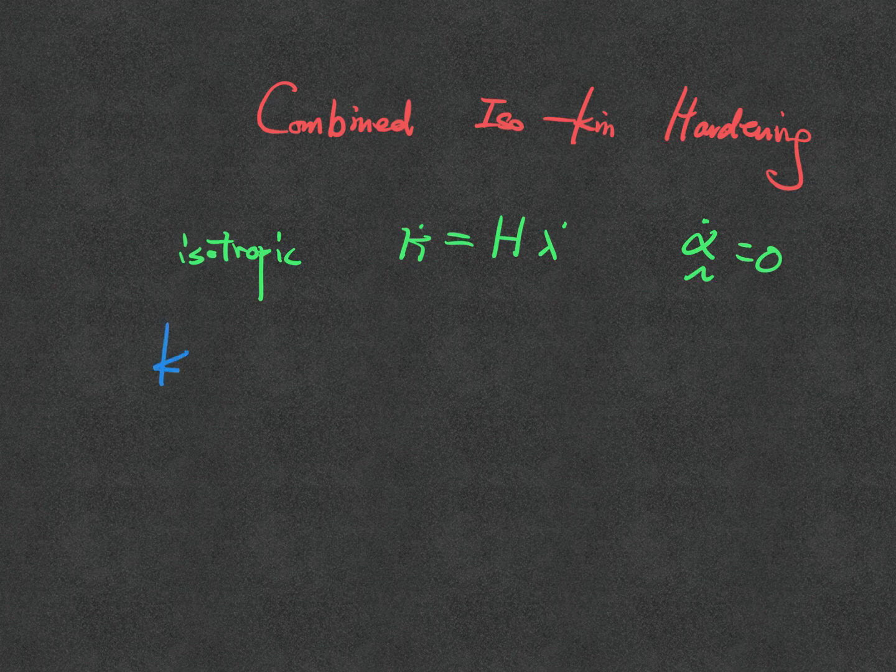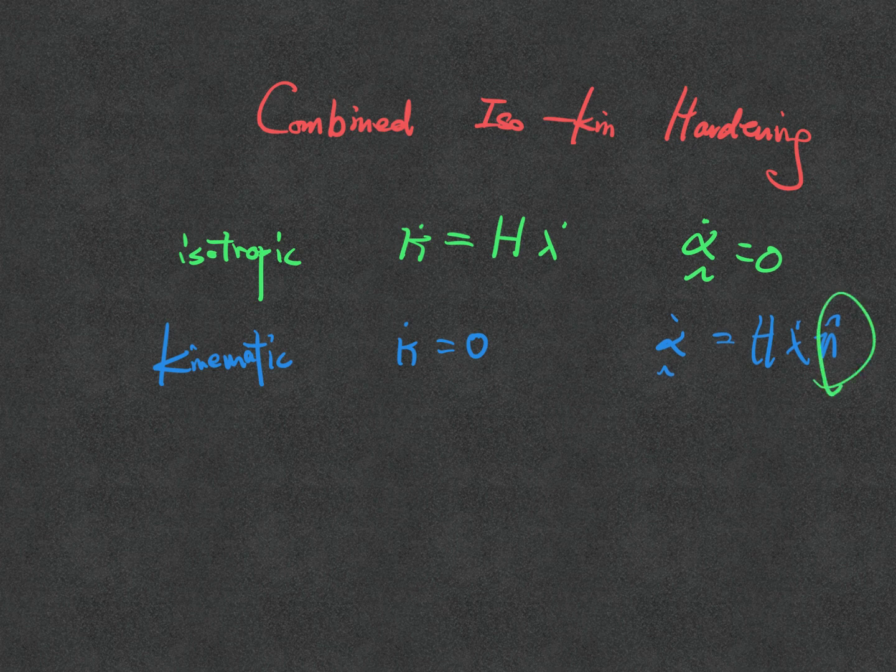Then we have kinematic hardening, and that would be the radius rate equal to 0. The size of the U surface doesn't change. However, the center of the yield surface is actually changing along the directions of the plastic flow directions. Okay.